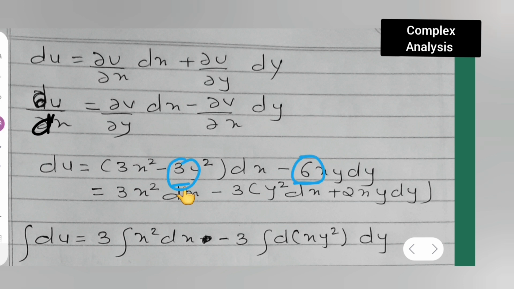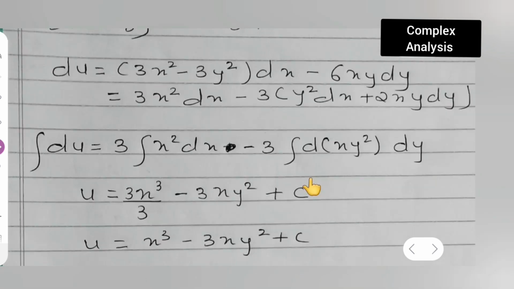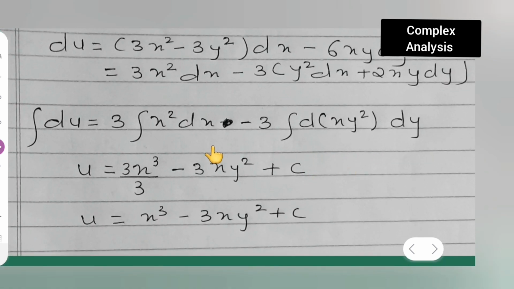So minus 3 times (y² dx plus, since minus is there, if you remove it from the bracket, 3 twos are 6xy, so plus 2xy dy). Now what you have to do is integrate this part.